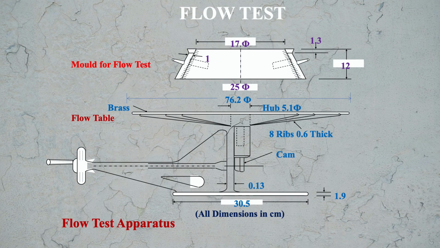Below this you see the flow test apparatus, in which at the top is a table, basically a brass table. The diameter of this table is 76.2 centimeter or 762 mm. And below this there is a cam which helps in raising and falling of this table, and this cam is moved with the help of the handle that you see on its left. So this is the apparatus.